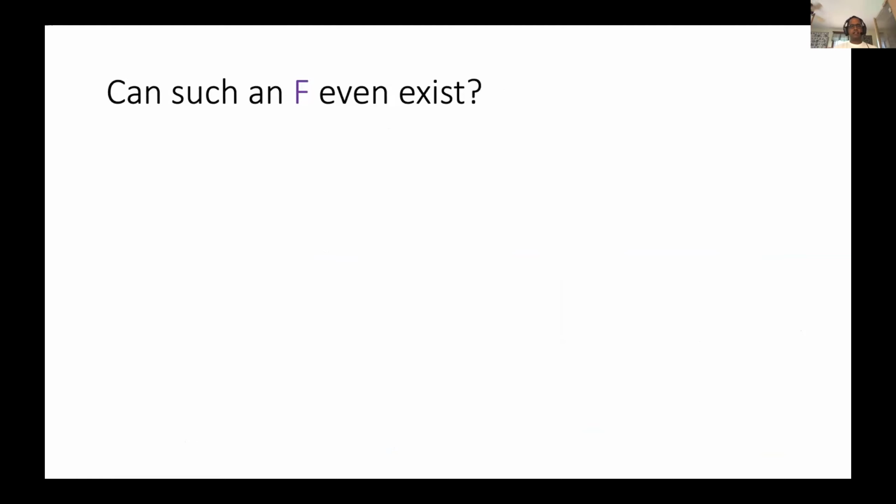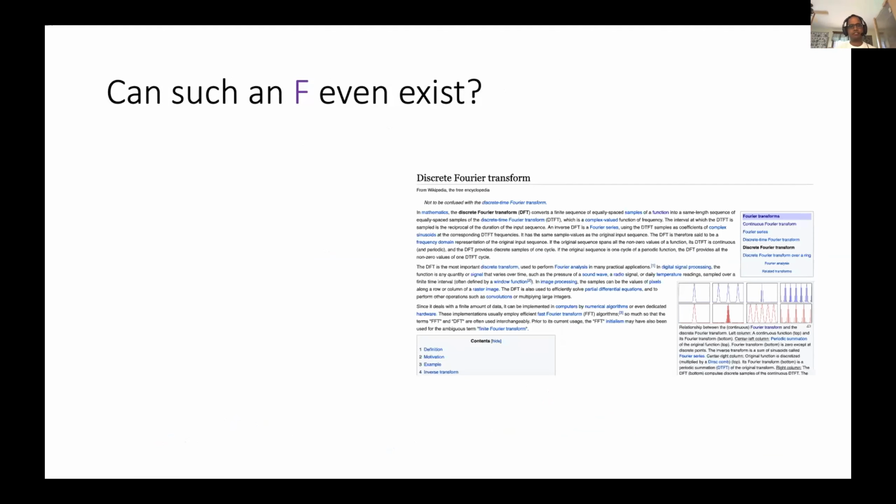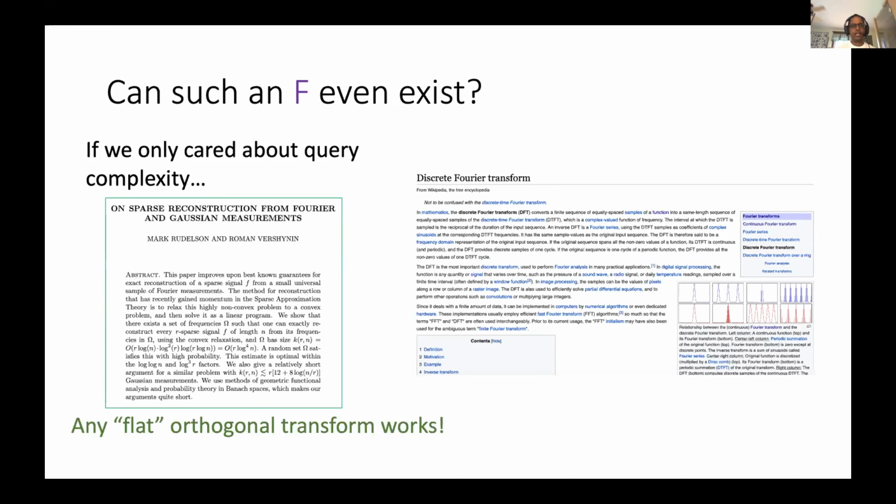So if Mark had not given his talk, this question might, for example, be not so obvious for some of you. But as Mark already said, for the discrete Fourier transform, there do exist such sublinear time algorithms. If you only cared about the query complexities, that is, you're allowing runtime which is linear or polynomial in n, but you cared about how many locations in x you looked up, then essentially fairly strong results are known. For example, Rudelson and Vershynin showed that essentially any flat orthogonal transform works. Flat just means every entry in the orthogonal matrix is small.